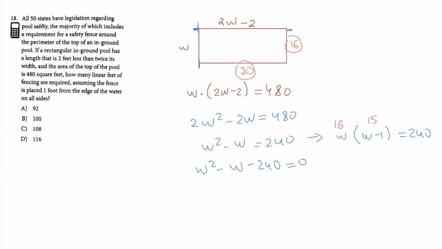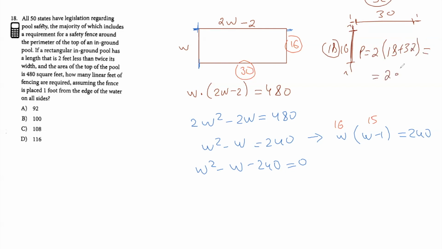They ask for the perimeter of a rectangle, which we just need to extend by 1 from each side. So if it is 30, and if we add 1 from each side, I mean like 30 plus 1 plus 1, it is like 32. And this is 16. If I add 1 from each side, 1 and 1, that will be 18. So the perimeter of the new rectangle is 2 times 18 plus 32, which is 2 times 50, that is 100. It is B.